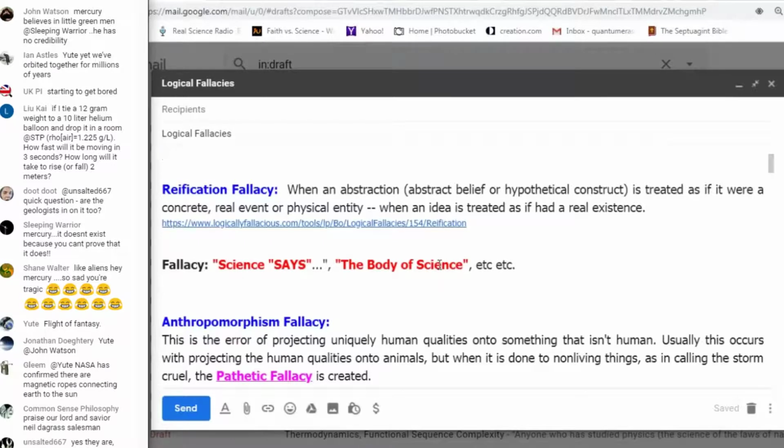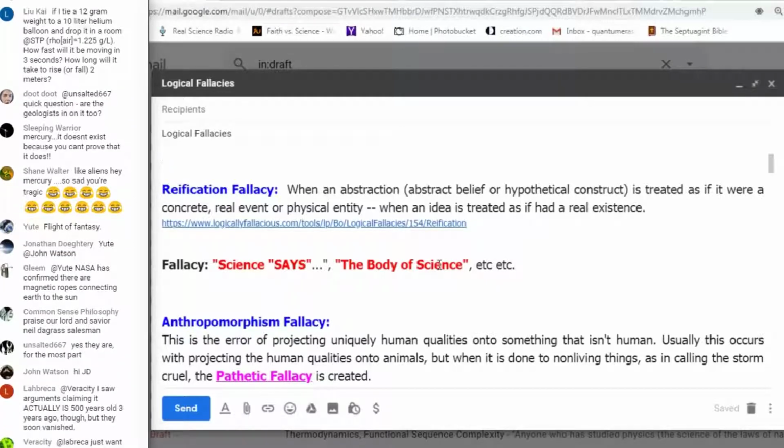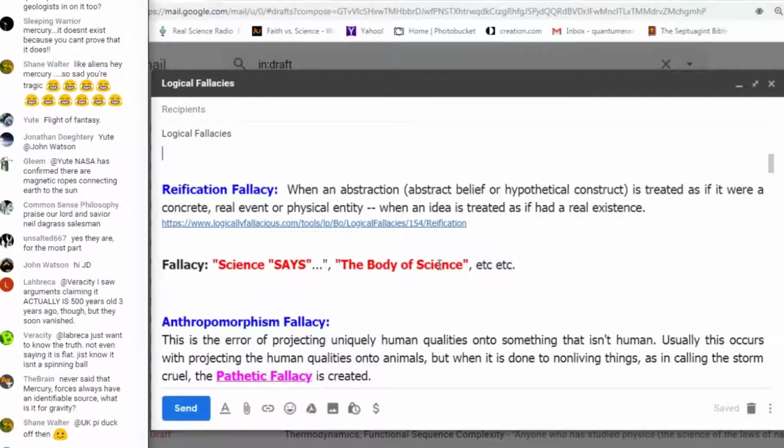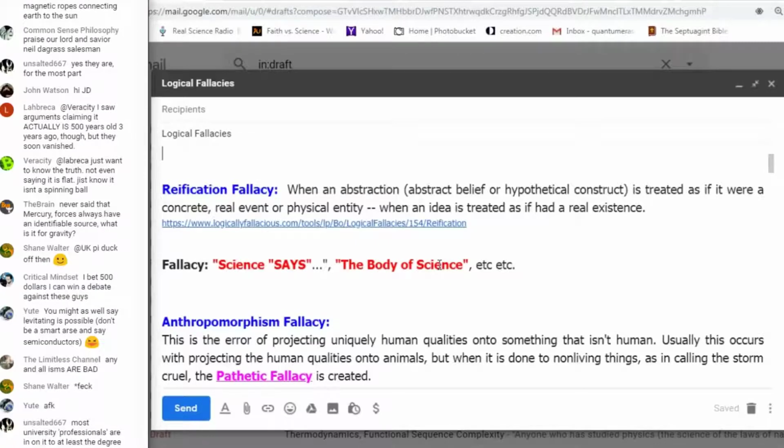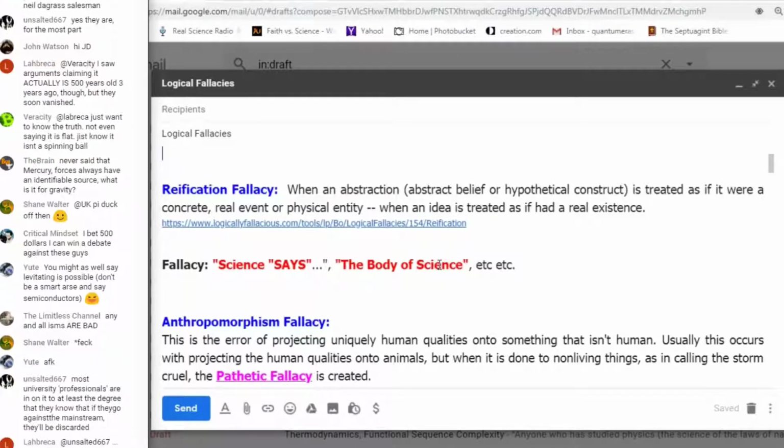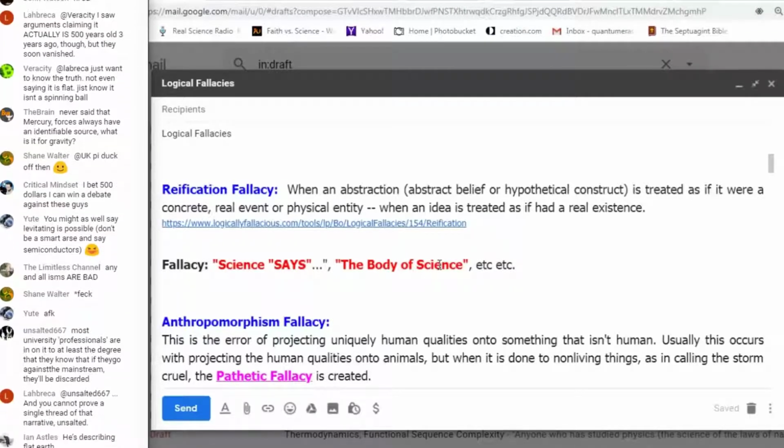So, a reification fallacy. This is when an abstraction, abstract belief, or hypothetical construct is treated as if it were a concrete, real event or a physical entity. It is when an idea is treated as if it had a real existence. And the headliners obviously are "science says," or "science does this," "science constructs." And listen, it doesn't do any of those things. Science is a concept, it's the scientific method. It doesn't say, it doesn't dance, it doesn't run, it doesn't jump, it doesn't do the hokey pokey, right? It's a method, it's not doing those things. That is a reification fallacy.